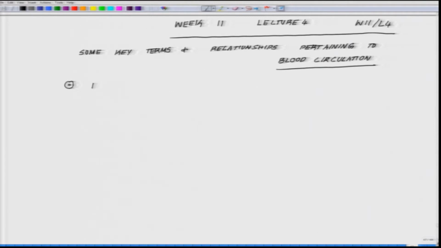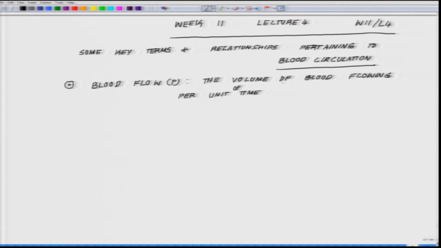So, first one is the blood flow. What is blood flow? Denoted by F, the volume of blood flowing per unit time through a vessel or a group of vessels. The volume of blood flowing per unit of time through a vessel or group of vessels.